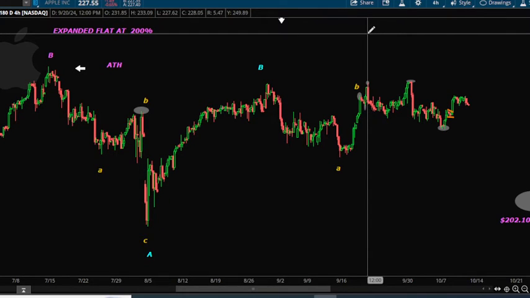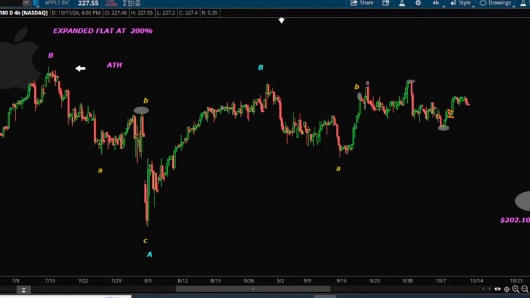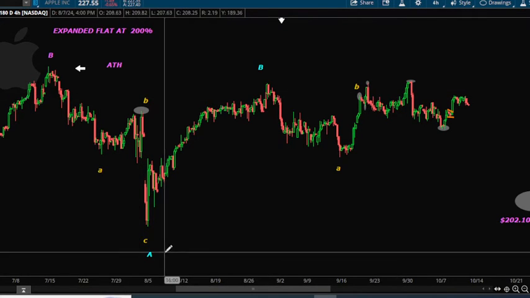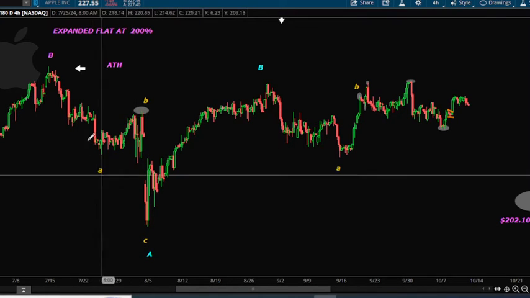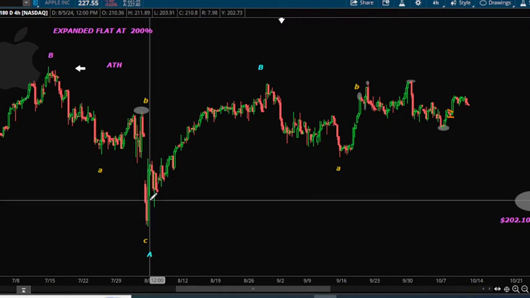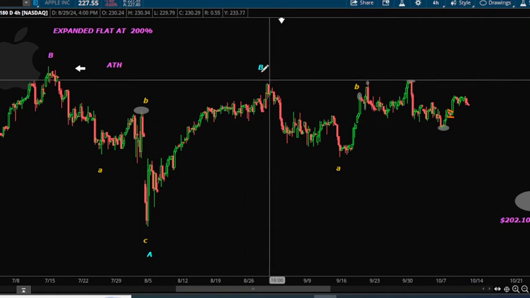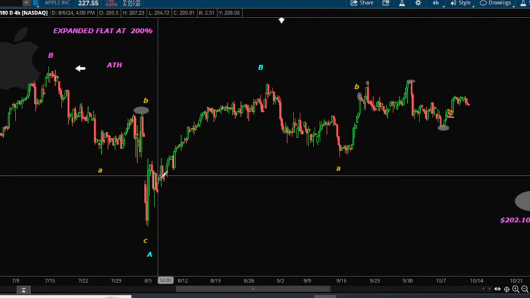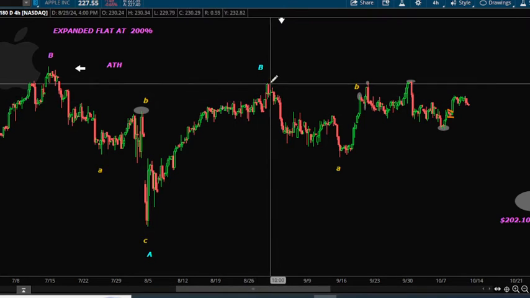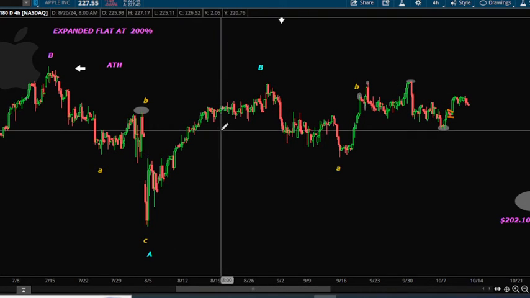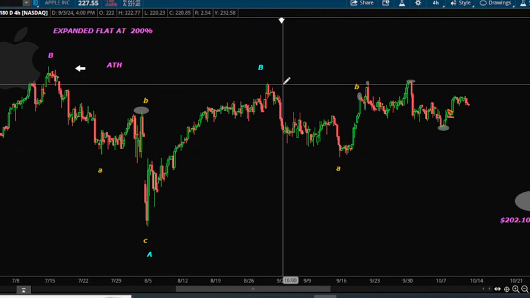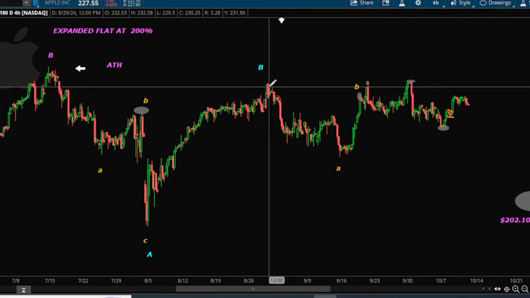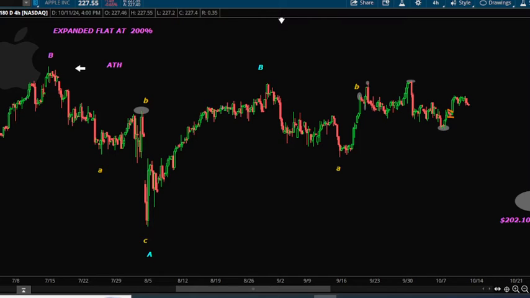Give me 1 second. I have to. Okay. So, working on a C leg down. We have 3 moves down for a smaller degree A, B, C. This is a double zigzag. We got 1, 2, 3, 4. B waves can move in 5 also sometimes. 1, 2, 3, 4, 5. For argument's sake, we'll say that's 5 waves, but I didn't count it, honestly. All I really cared about was the retracement from here to here.